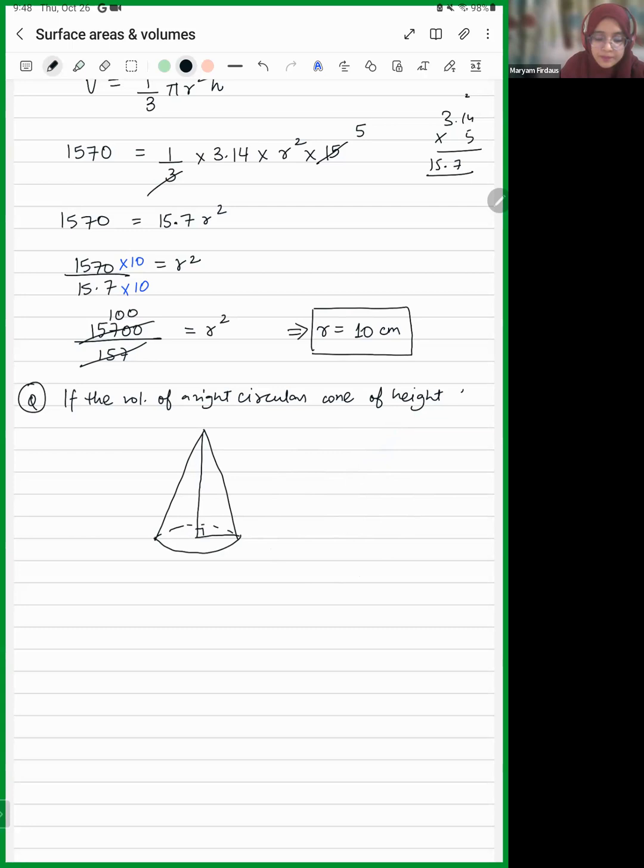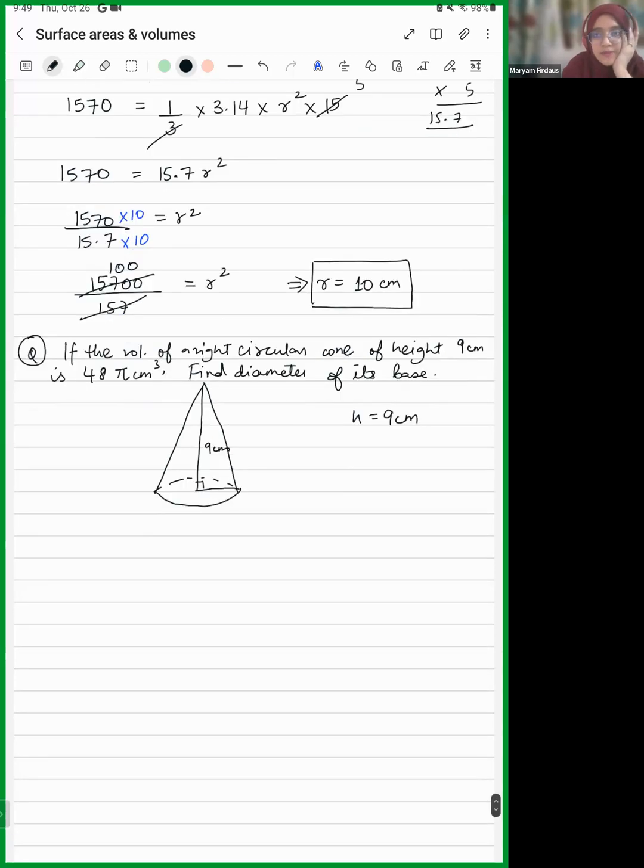So the volume of a right circular cone of height 9 centimeters. So h is 9 centimeters. And the volume of that is 48 pi centimeters cube. Find the diameter of its base. And the rest of you, please solve it in your notebook. Abdul Jabbar will tell me how to do it. Yes, Abdul Jabbar.